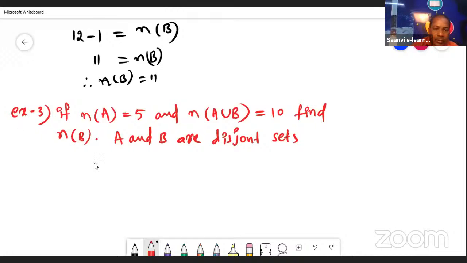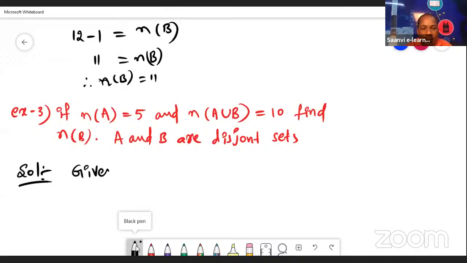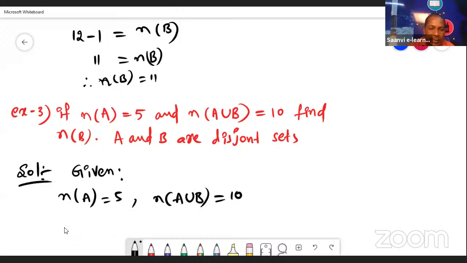Okay, children. So here he clearly mentioned A and B are disjoint sets, so we know the formula. First of all, write the given data. n of A is equal to 5, given. n of A union B is equal to 10, given. What is being asked here? The n of B value is asked. n of B is equal to question mark.